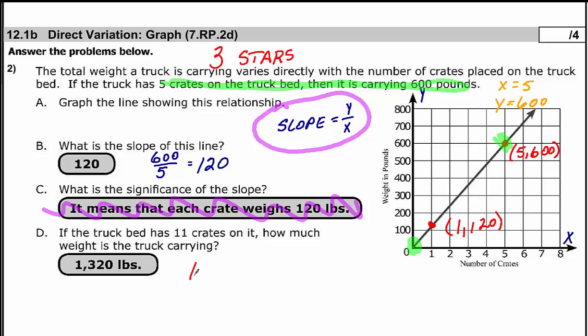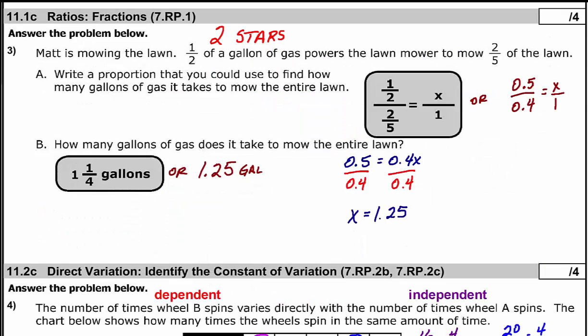And that is the 11 crates times the 120 for each crate, which gives us 1,320. Okay, on to the back of our test. And here we go. Ratios with fractions. So this was a 2-star problem. There were two things to do.